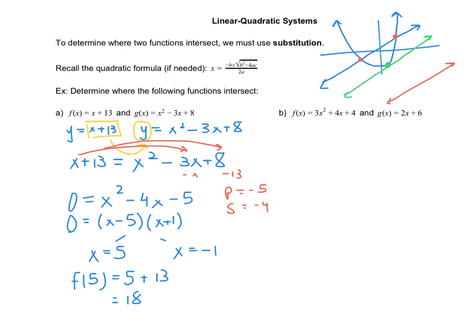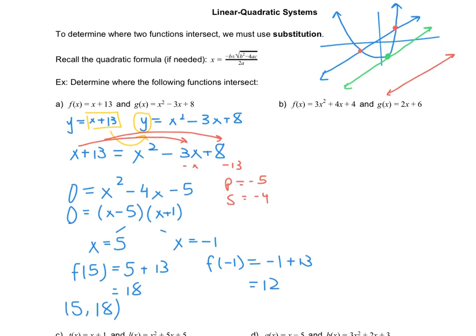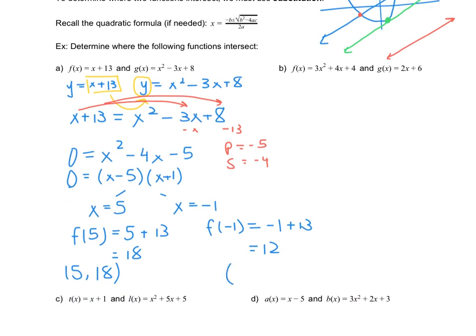So that means our first coordinate for the point of intersection is (5, 18). And then I'll put negative 1 into f of x so that I have negative 1 plus 13, which is 12. So then that coordinate is (negative 1, 12). And those are my 2 points of intersection.